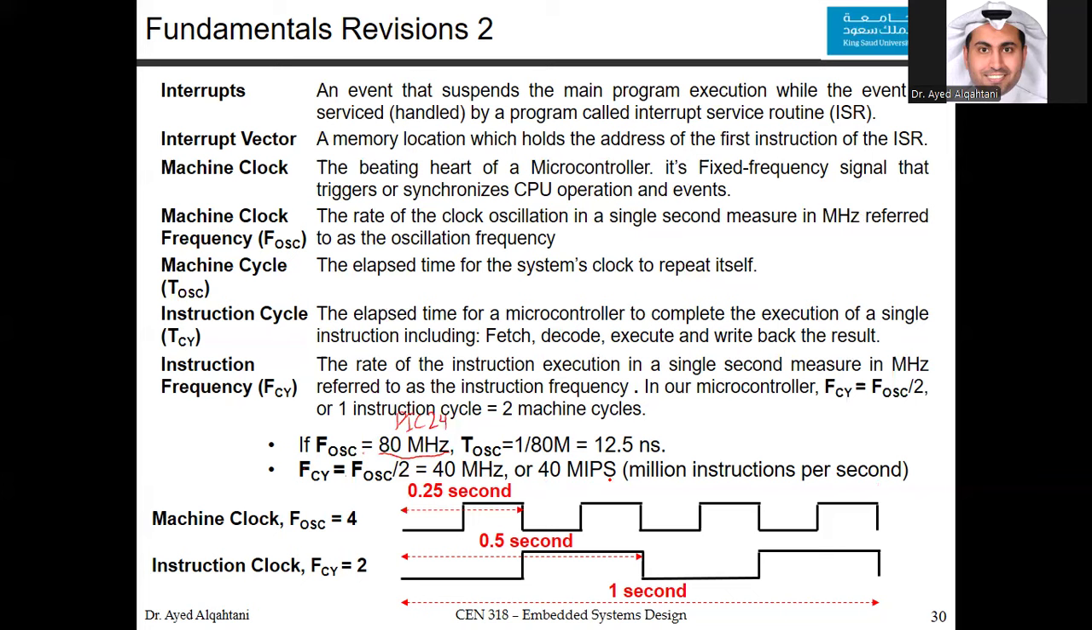Now, looking back at this simple example, if this is the machine clock where FOSC is equal to 4, the instruction clock, if you adopt our microcontroller, the PIC24, FCY would be 4 divided by 2, which is equal to 2. So FCY is equal to 2, meaning if you take the reciprocal of this, you have 0.5 seconds for each instruction cycle. This is one full instruction cycle, and you see that you need 2 clock cycles for every instruction cycle. You have the first, and this is the second cycle. And now you can see that for a full second, you have 2 instruction cycles, meaning that the FCY is equal to 2.